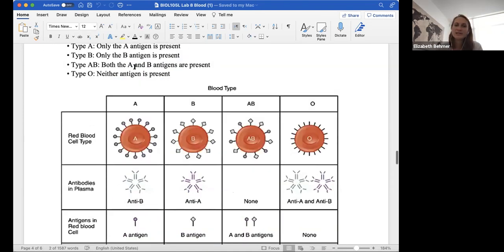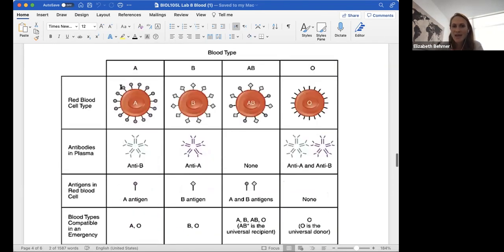Because there are 2 antigens involved in the ABO blood group, there are combinations. So let's take a look at this type here. If you're type A blood, you have the A antigen, which has kind of a circle shape to it. And again, these antigens will always be on the surface of your red blood cells. In your plasma, you'll produce an antibody against the B antigen.